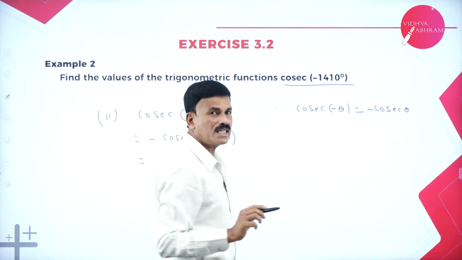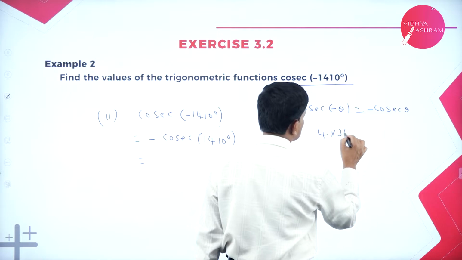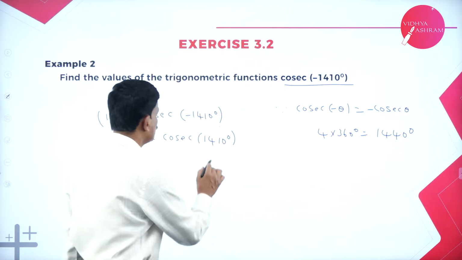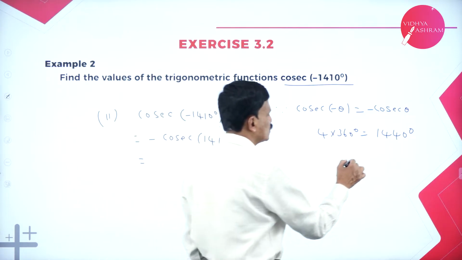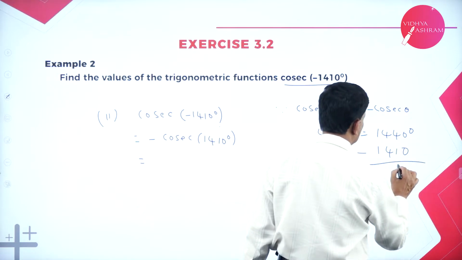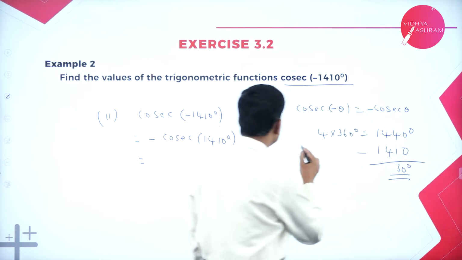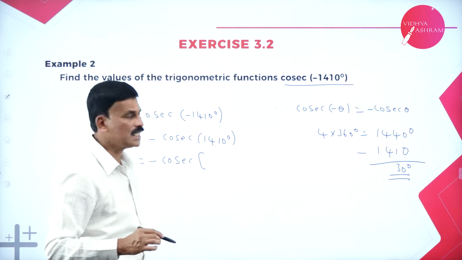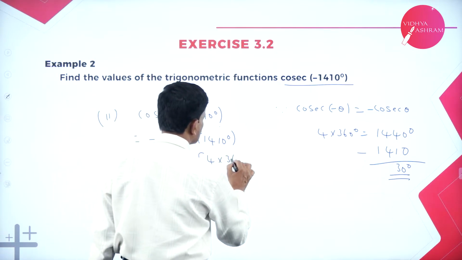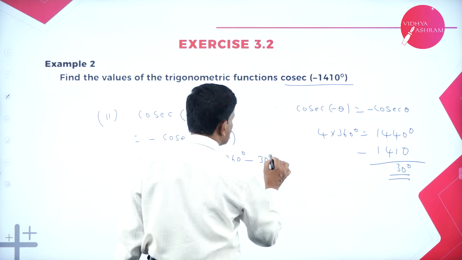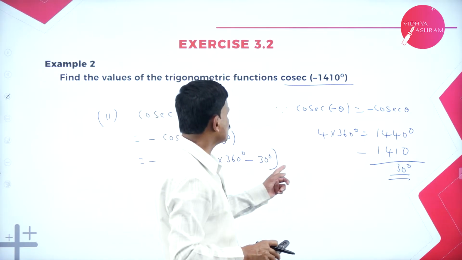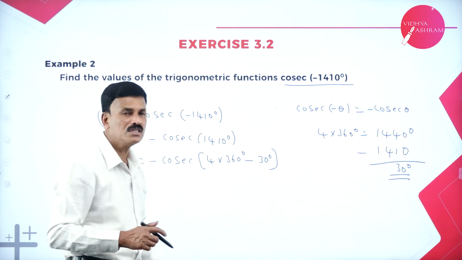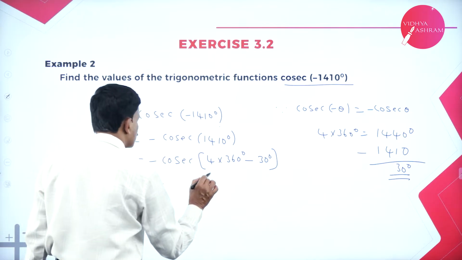Now, let us find out the value of 4 into 360. What is 4 into 360? 1440 degrees. Now, what is required is 1410 degrees, so subtract 1410. What will you get? 30 degrees. So, therefore, minus as it is, cosecant of 1410 degrees can be written as 4 into 360 minus 30 degrees. So, what is this equal to? 4 into 360 is 1440 degrees minus 30 degrees will give a value of 1410 degrees. So, this is equal to minus.